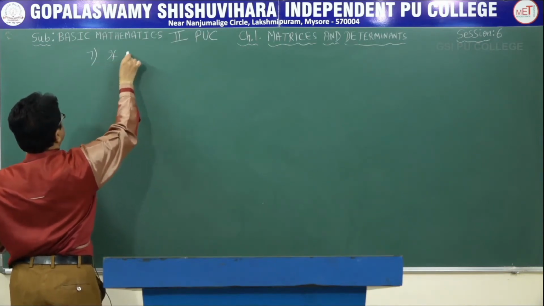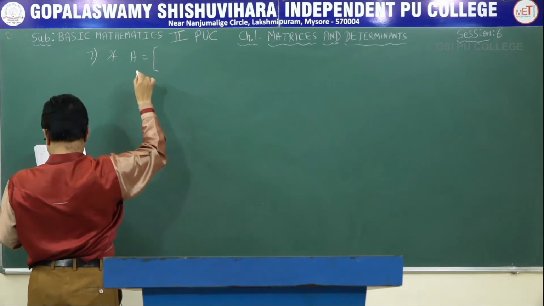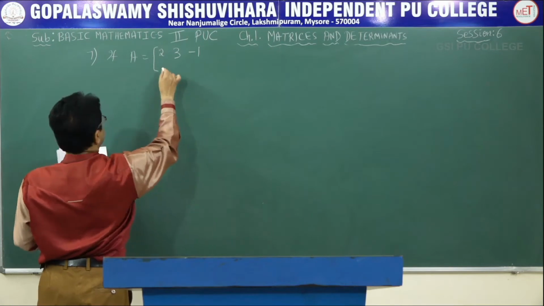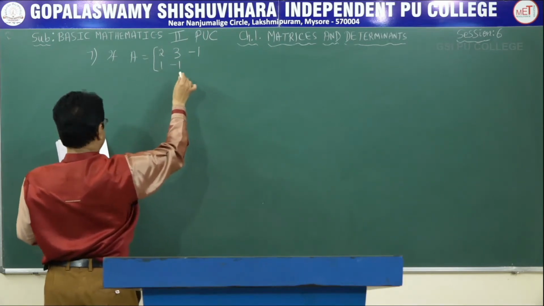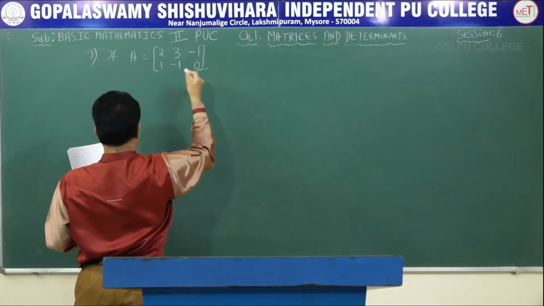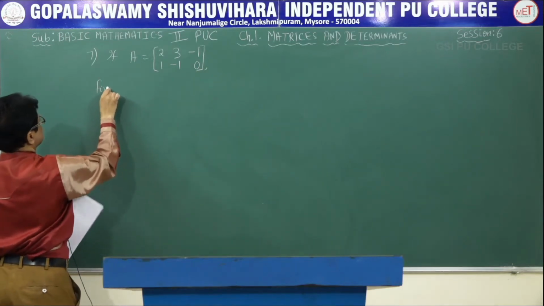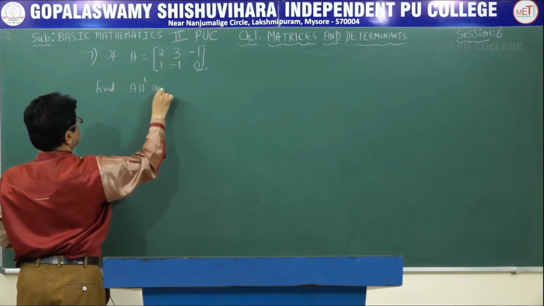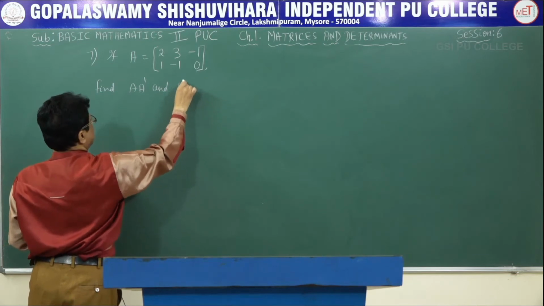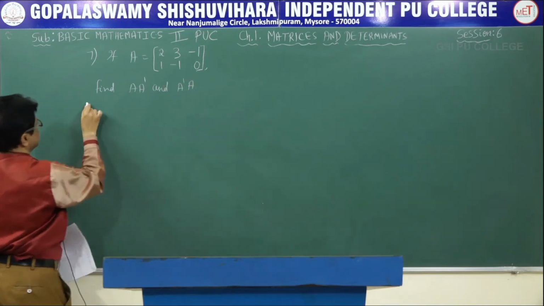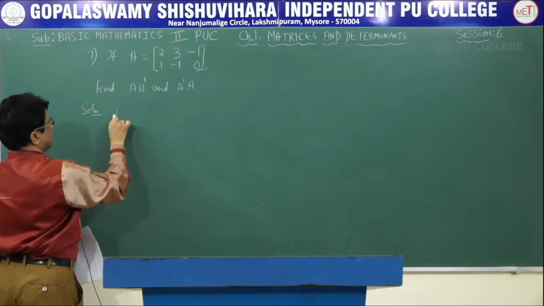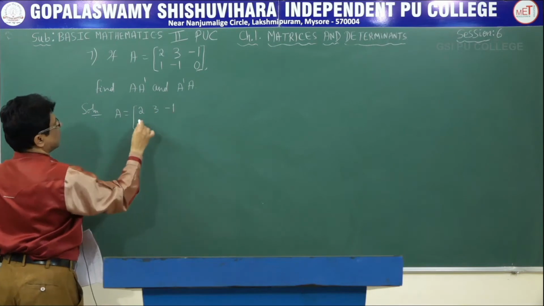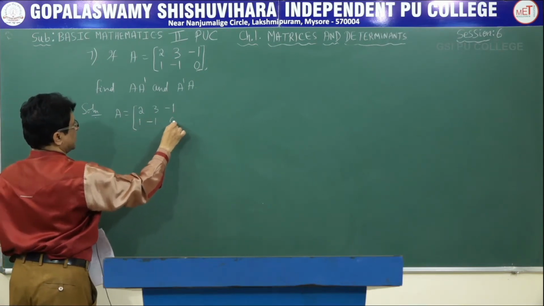If A equals [2, 3, -1; 1, -1, 0], find A into A dash and A dash into A. So solution, A is given, A is [2, 3, -1; 1, -1, 0].